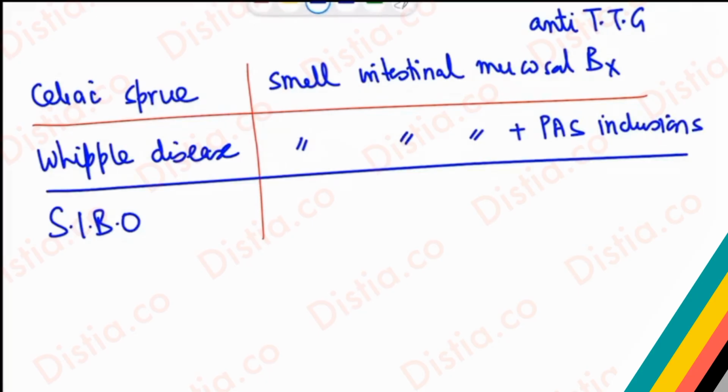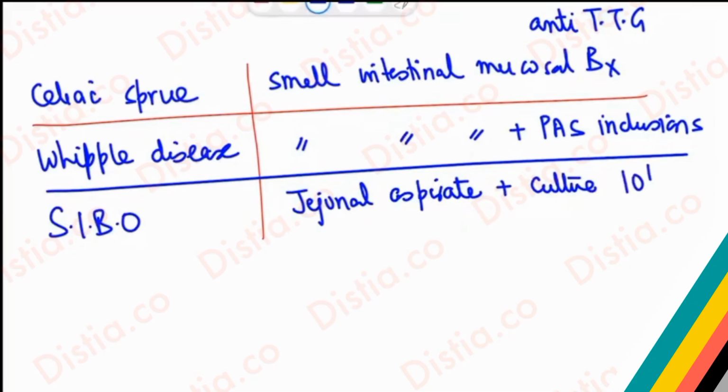For small intestinal bacterial overgrowth syndrome, however, the investigation that is recommended would be a jejunal aspirate and culture. The culture report will be showing high counts in the small bowel.